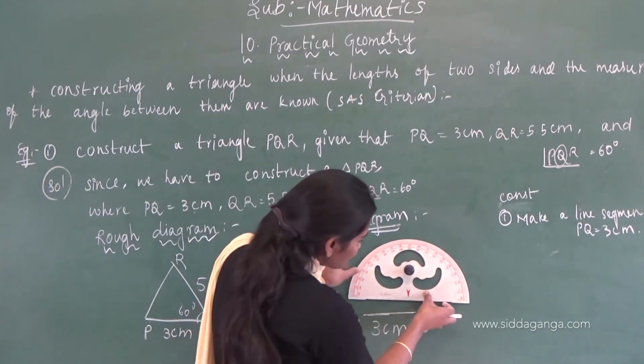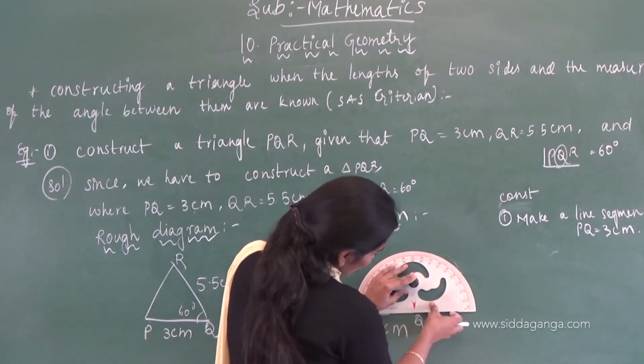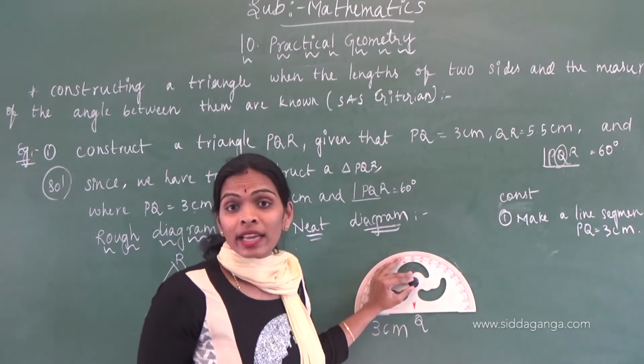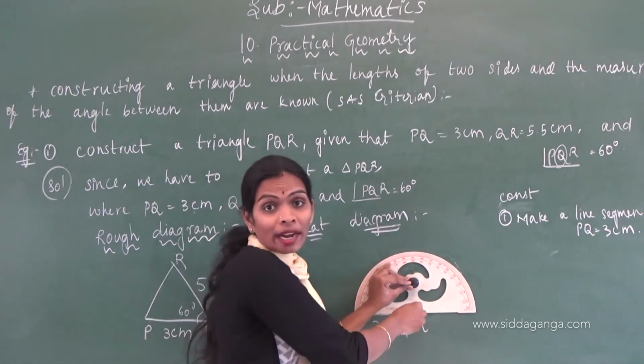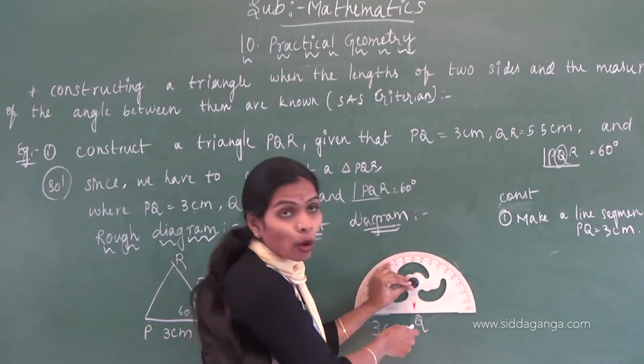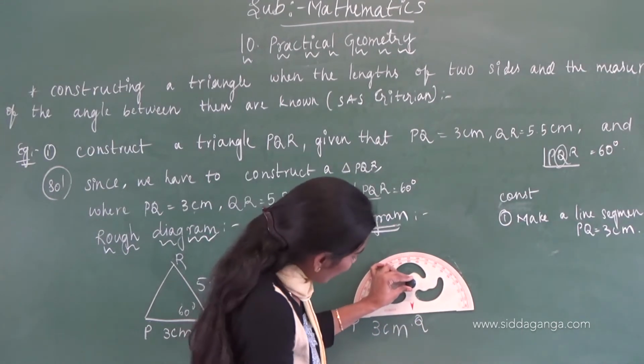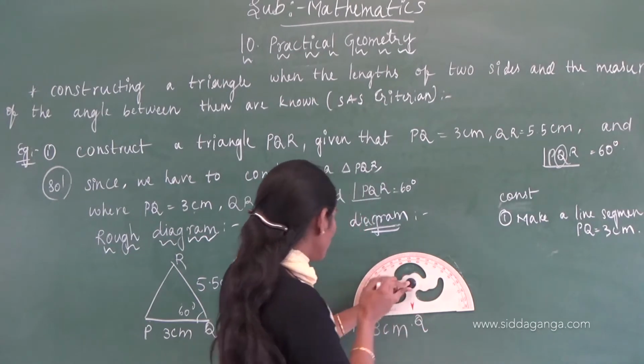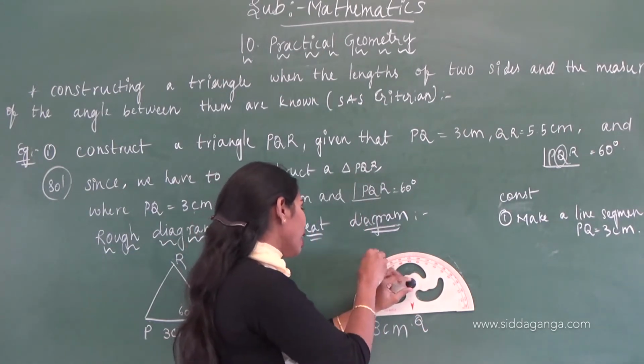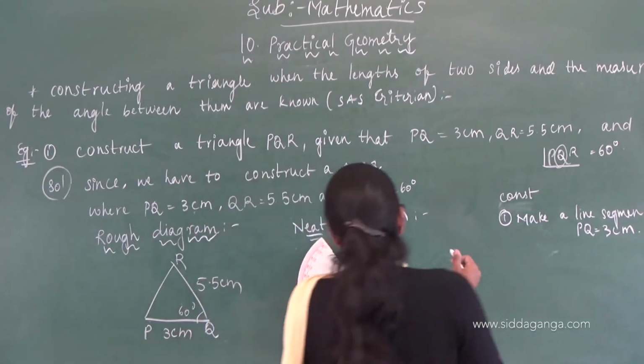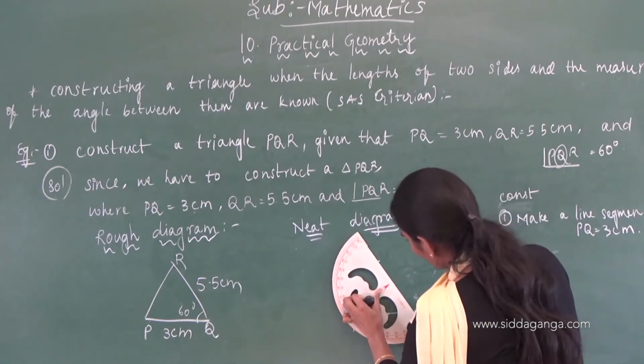Here I am coinciding the protractor center with point Q, and then I am taking the upper scale, and marking 60 degrees. This is 60 degrees.